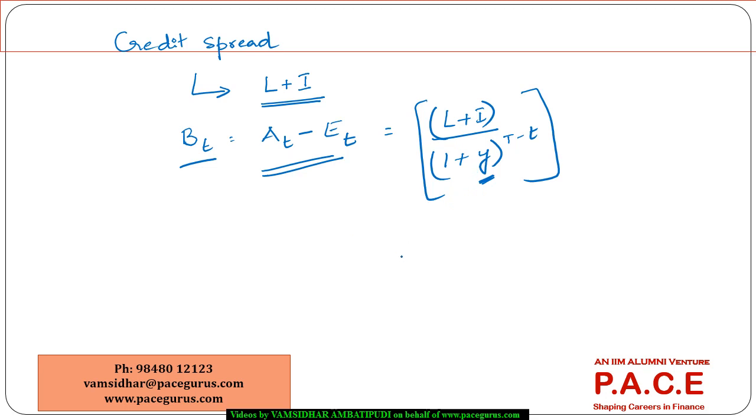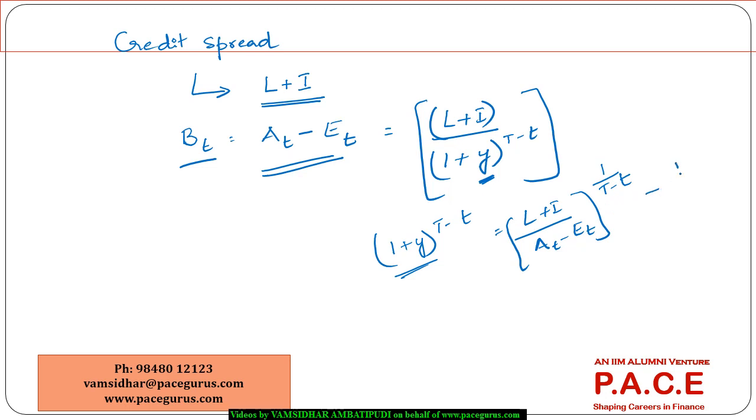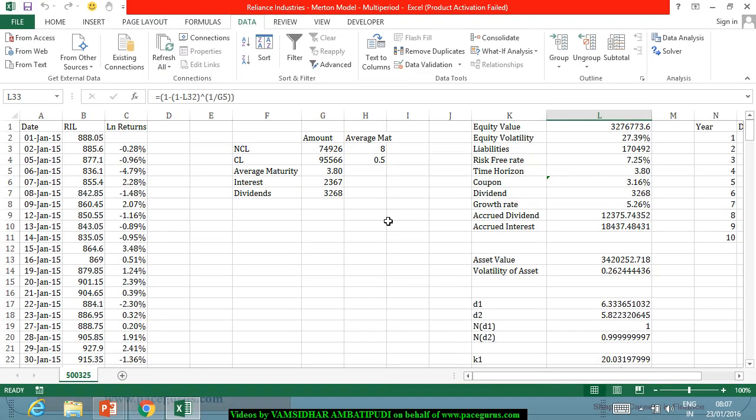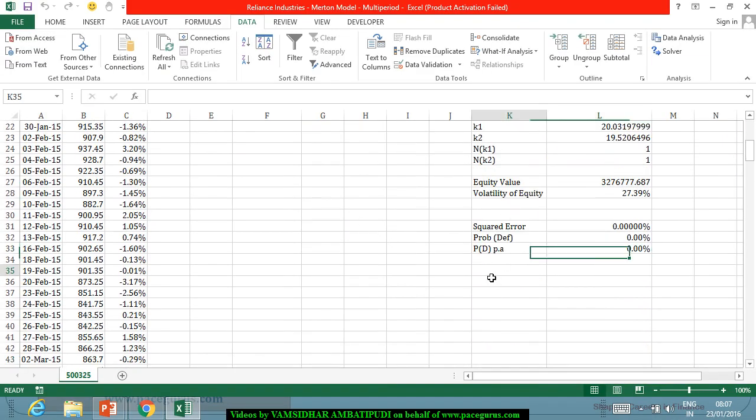So if I am simplifying it, it is nothing but 1 plus y to the power T minus t is L plus I divided by AT minus ET. And based on this, 1 plus y goes to the power 1 by T minus t, and y goes to this minus 1. So I can apply the same formula, liabilities plus accrued interest. So if I have to really find out the credit spread, I probably call it the yield to start with, then we'll subtract and compute the credit spread.